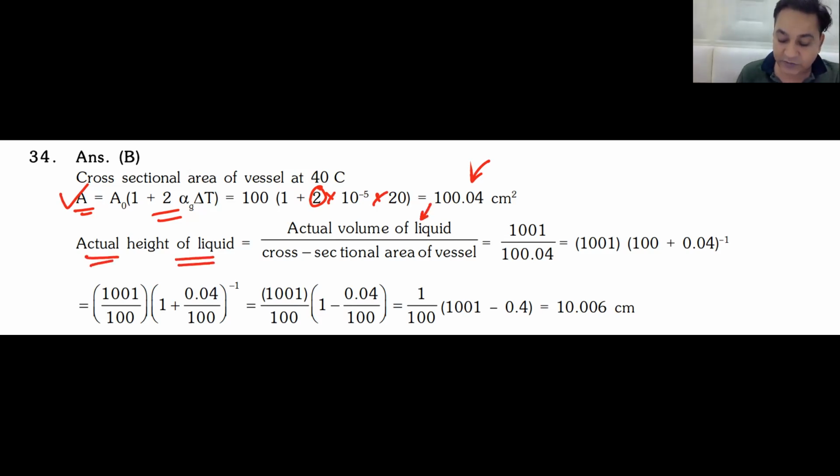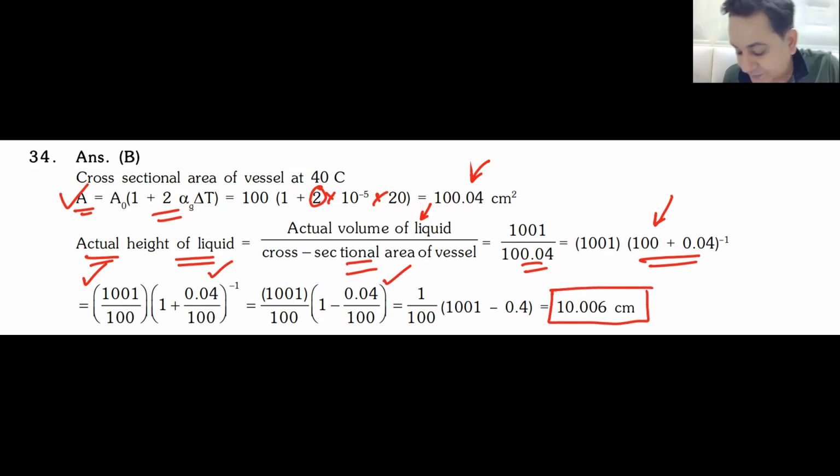This is the actual volume of the liquid at 40 degrees Celsius, 1001, divided by the new cross-sectional area. And this is what you got to divide. Now, to divide, you will have to use a bit of approximation. So this question was given for that. So 100.04 is written as 100 plus 0.01 raised to the power minus 1. Then you take 100 out, then you use binomial expansion, and you get the final answer like this: 10.006 centimeter. That is the actual height of the liquid. Any doubts on this? No, sir.